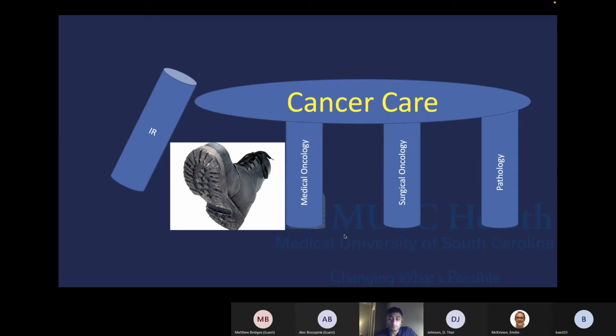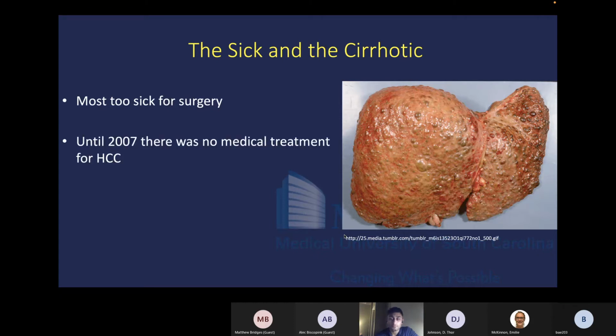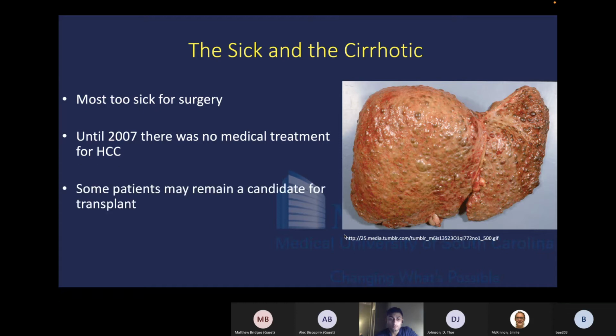But then with the advent of transplant for liver cancer, all of a sudden we had a whole new population that were not surgical candidates who needed care that we could provide. And that was basically the cirrhotics. These patients were too sick for surgery by and large. Until 2007, there was absolutely no medical treatment for HCC. So no chemos worked at all for these patients until 2007. Some patients did remain a candidate for transplant.